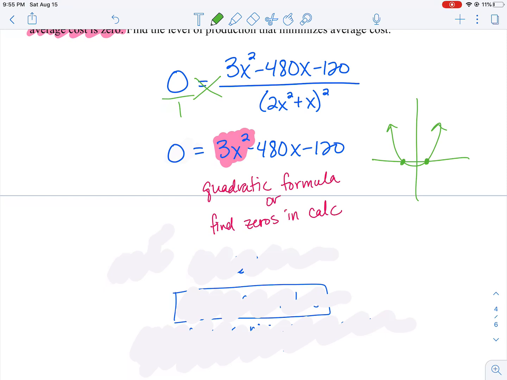I'll post another video that shows you how to do that in your calculator so you don't have to use the quadratic formula. So watch the next video that tells you how to find the zeros in your calculator so we can solve for x using our calculator. Until then, when you solve that, you end up getting two answers. I ended up getting x equals negative 0.25 and x equals 160.25.